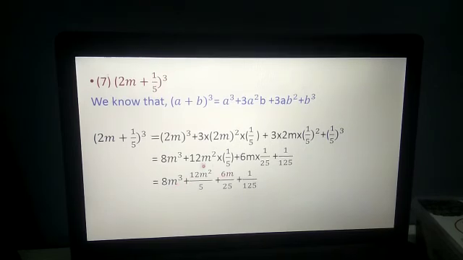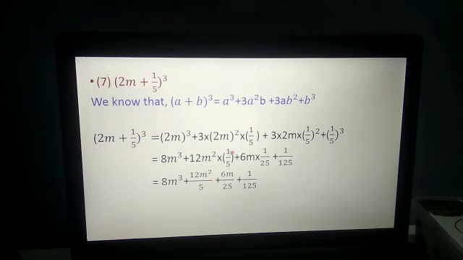8m³ plus 12m² into 1 is 12m² upon this 5. This will be in the denominator, plus 6m into 1 is 6m upon this 25, 6m/25, plus 1/125. So this is your final answer of 7th sum. So the last sum is 8th sum.